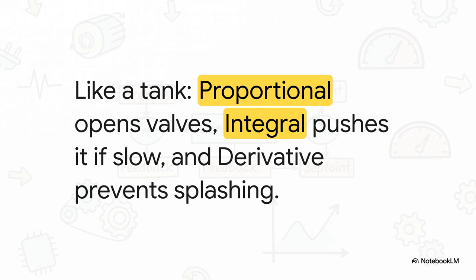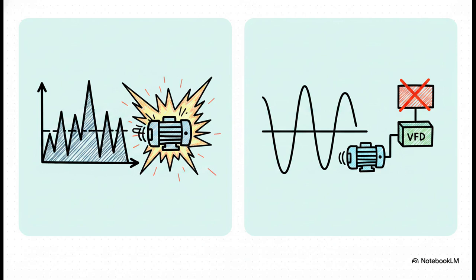But what if you have a tiny leak and the water just never quite reaches your target line? That is exactly where integral comes in. It looks at how long you've been sitting just below the target and literally forces the valve open a little wider to push it right over the finish line. Finally, derivative is kind of like your anticipation. It sees the water rushing up fast and closes the valve slightly early so you don't splash right over the edge.